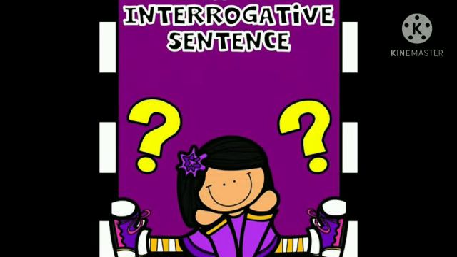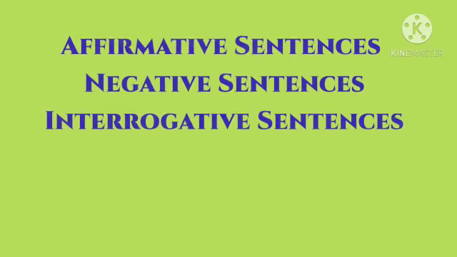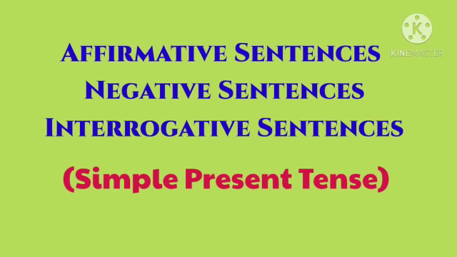Good afternoon, students. Today we will continue our topic, interrogative sentence. Today we will first recapitulate how to change the affirmative sentences of simple present tense into negative sentences. Then we will learn to change them into interrogative sentences. So let us begin. Students, look at the first sentence.